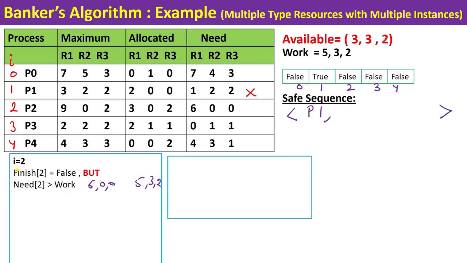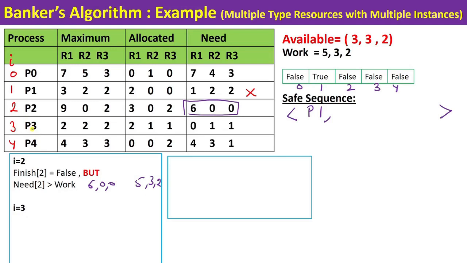That means we will not be able to fulfill the request of P2, because this request is greater than our currently available number of resources. All 3 things should be fulfilled. Although 0 is less than 3 and 0 is less than 2, we have to see that all 3 things are less than or equal to all these 3 things. So we are not able to go with P2. We will not be able to complete the request of P2. Now we will go to the next I.